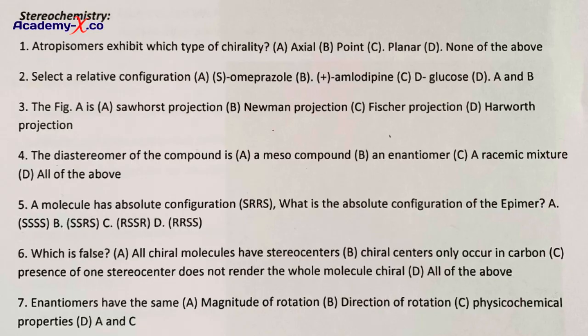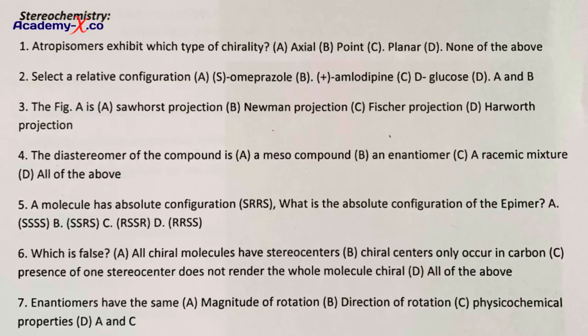Now, B, chiral centers only occur in carbon, is it correct? No, it can also occur in nitrogen, sulfur, phosphorus, correct? C, presence of just one stereocenter does not make the whole molecule chiral. Is it correct? No, it's not correct. One stereocenter can render the whole molecule chiral. It just needs one point, either a point or an axis or a plane that is chiral to make the whole molecule become chiral.